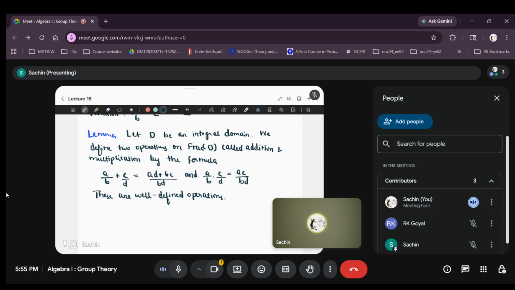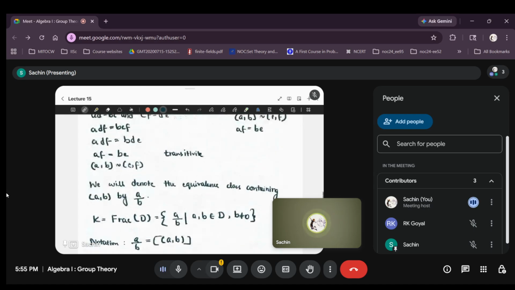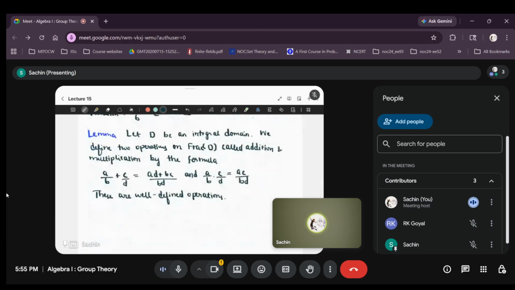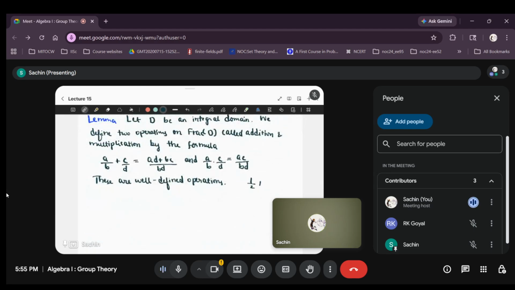By that we mean that in the previous example, instead of adding half and 3 by 5, you added some other representatives, 2 by 4 and 6 by 10. The end result you get will be the same, because you are actually adding the same equivalence classes with different representatives. That's it.